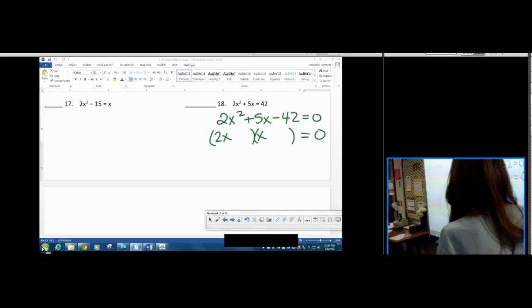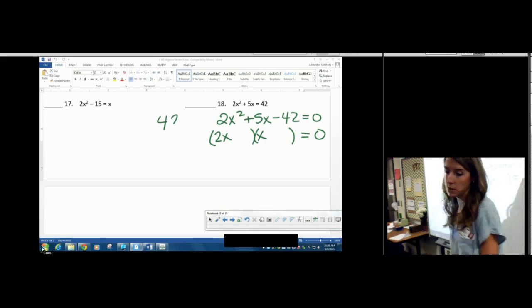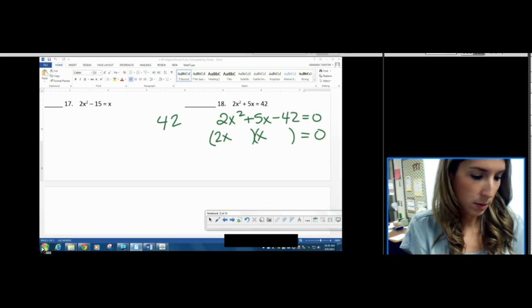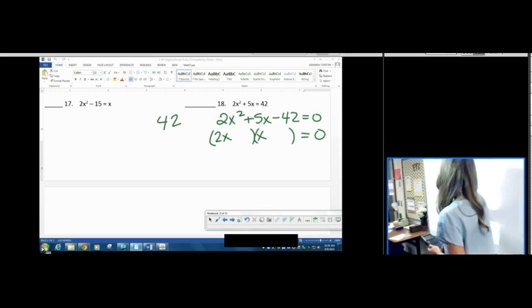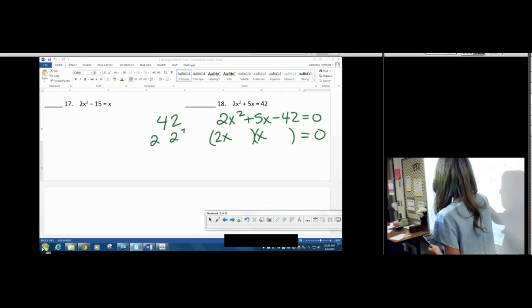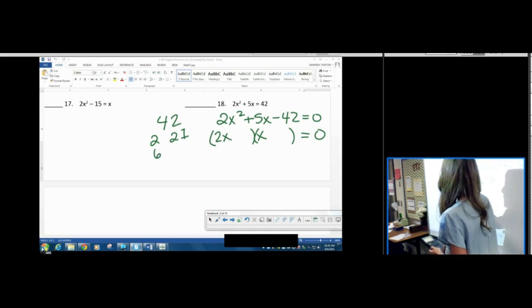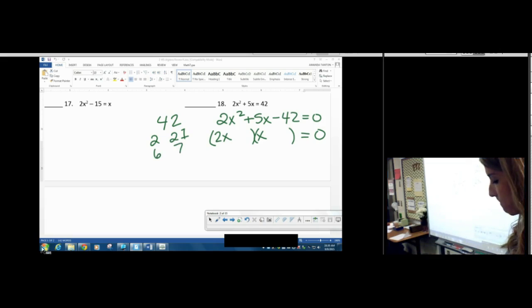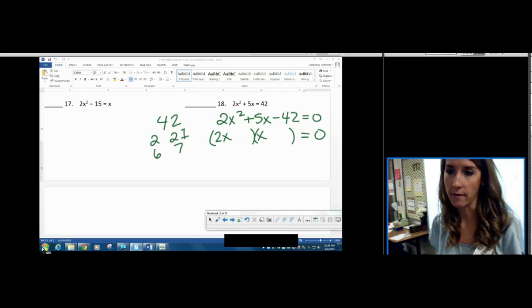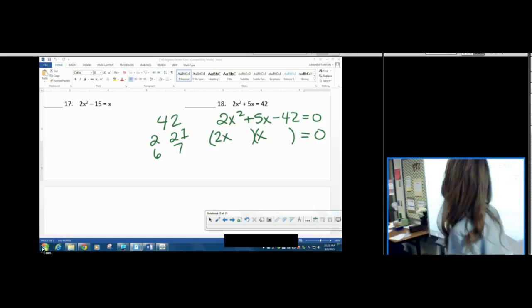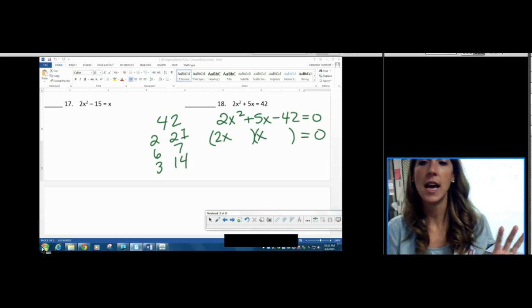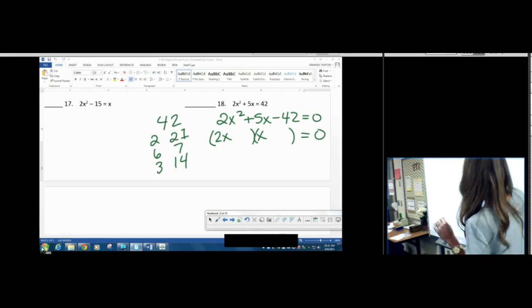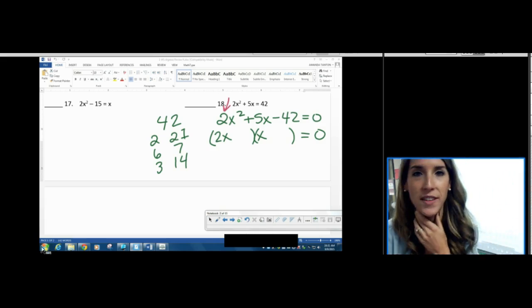Okay, so now's when we always do our brainstorming. So we need numbers that can multiply to get 42. So we've got 2 and 21. There's a weird one. We've got 6 and 7. There might be some other ones, but I'm going to stop there and see what we have. Okay? I'll throw one more up there. 3 and 14.